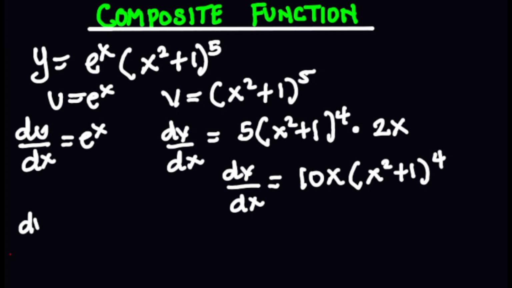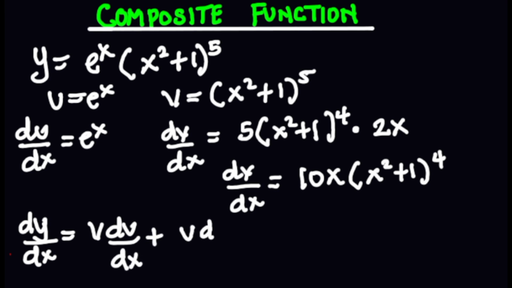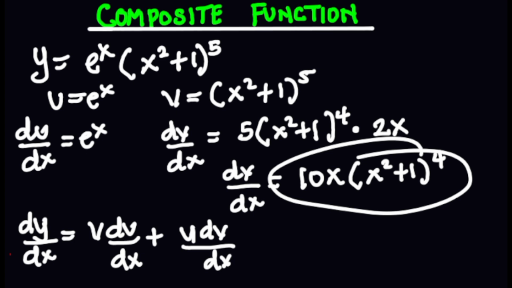Now the next thing I can do is to recall that whenever I'm having a product, I'm going to have dy by dx equals v du dx plus u dv dx. So that's what I'm going to be having. Now in that case, this is a composite function, I've actually found the derivative.